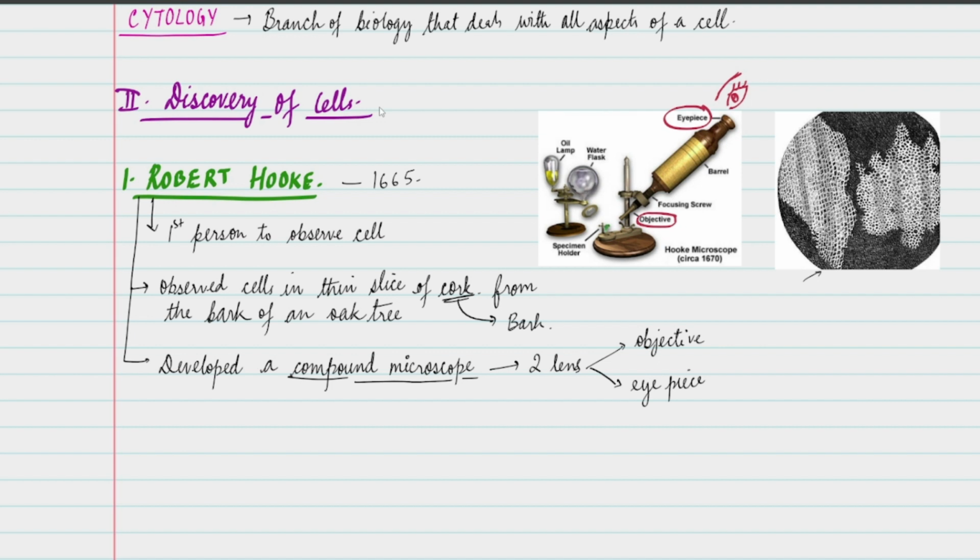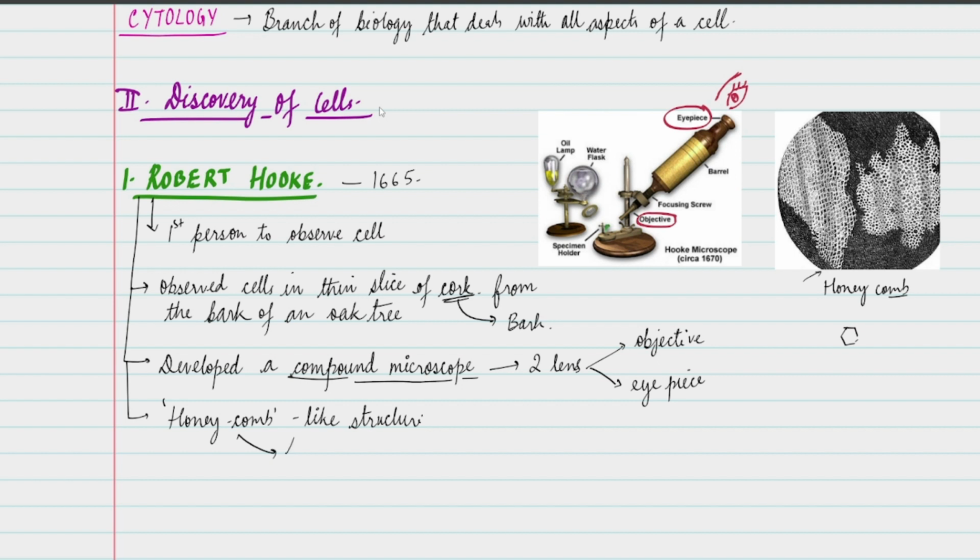So this is a compound microscope which was developed by Robert Hooke, and what he saw is that the cork was composed of a honeycomb-like structure. This is the observation, honeycomb. You can see that these are small compartments. So what is his observation? His observation is a honeycomb-like structure, and it looked like there were small rooms, tiny rooms.